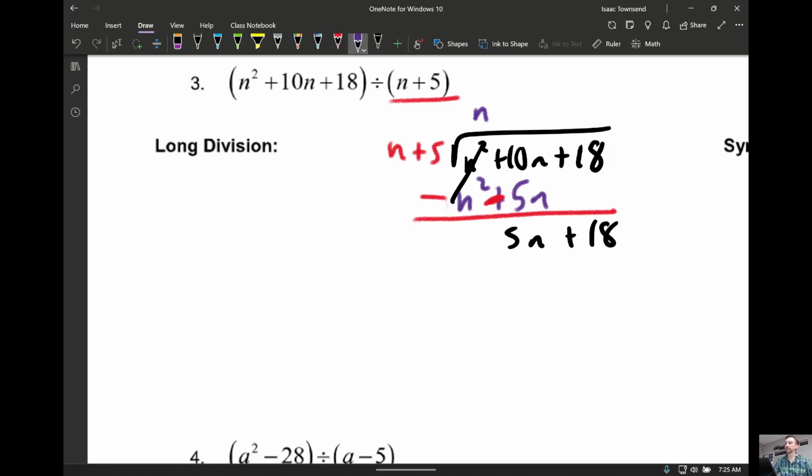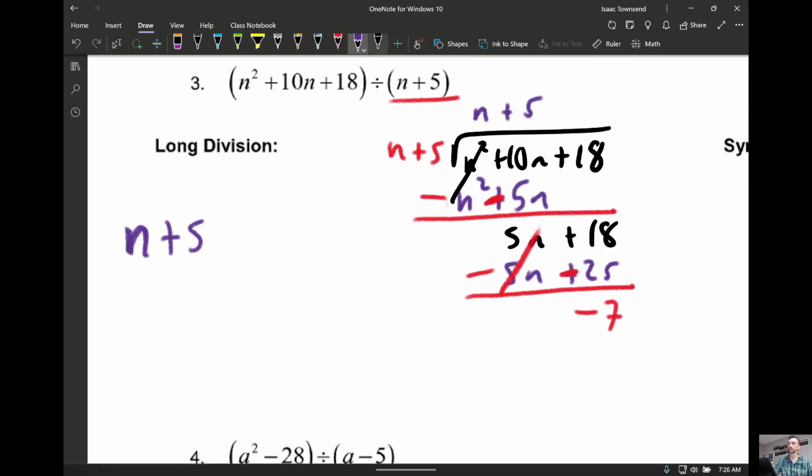Next part of your answer needs to be 5, because 5 times n gives you 5n. Also 5 times 5 is 25. Before you forget, change the signs and add. So if you did this one correctly, but then you didn't change this one correctly, you might think that the remainder is like 43 or something. Remainder should be -7. And in the end, your answer comes from the quotient plus the remainder over the divisor.